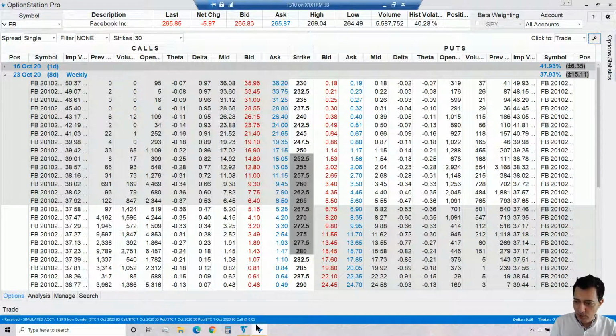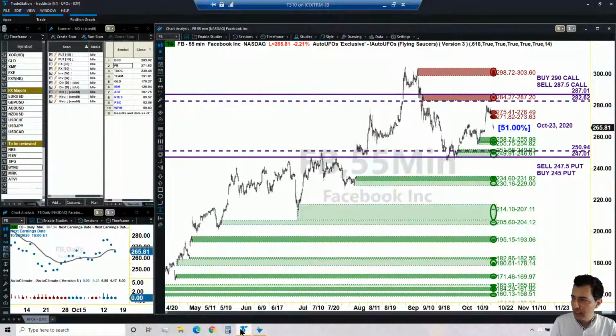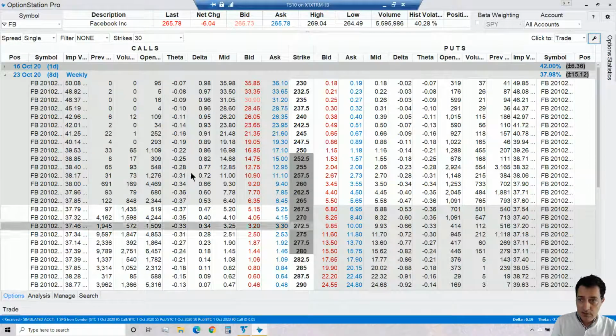Okay. So anyway, let's go for it. We're talking about this Iron Condor with Facebook doing 290, 287.5 on the call side, 247.5 and 245 on the put side. The call has more value than the put, which I was explaining, yes. And that's because the price of the stock is closer to 270.